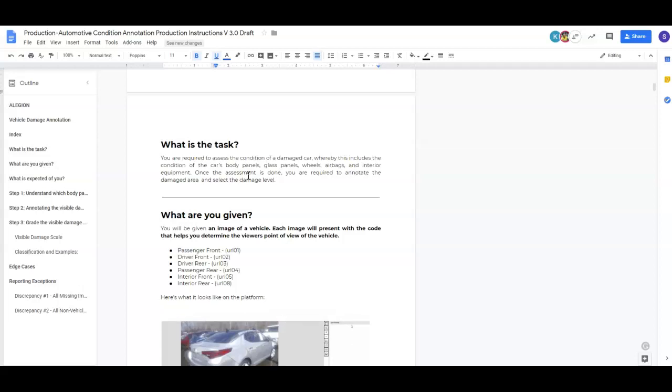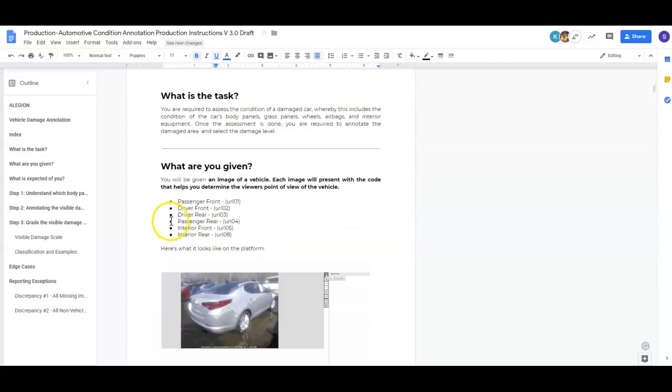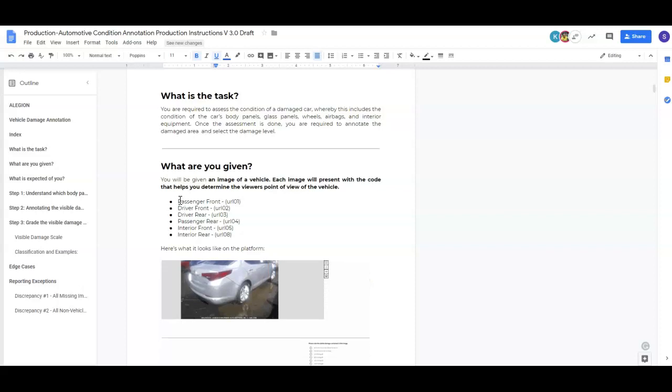Please make sure when you are grading the vehicles, you are grading them objectively and avoid any subjective decisions, because sometimes you might see the same image, same vehicle from a different angle in the task. So you need to make sure you are looking at the picture objectively. You'll be given an image with a URL, where the URL defines what angle of the vehicle the picture shows. That's the front passenger, front driver angle, driver rear angle, passenger rear angle, interior front, and interior rear. All these are the angles of the picture.